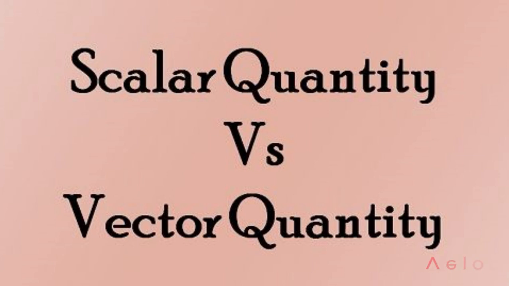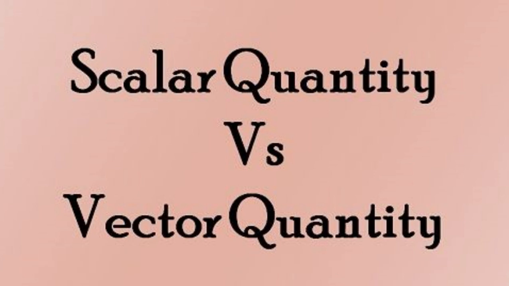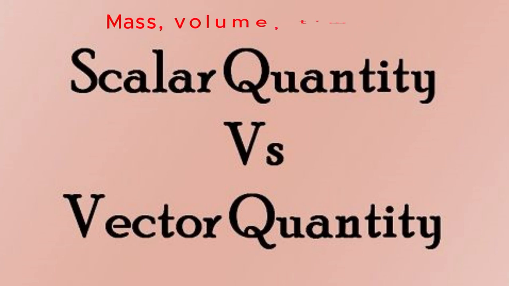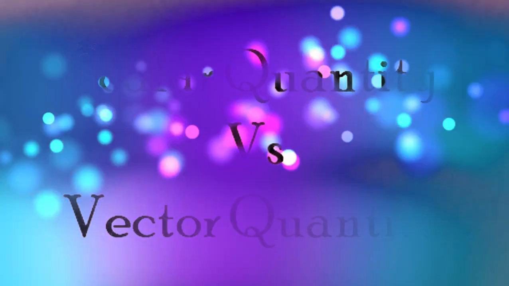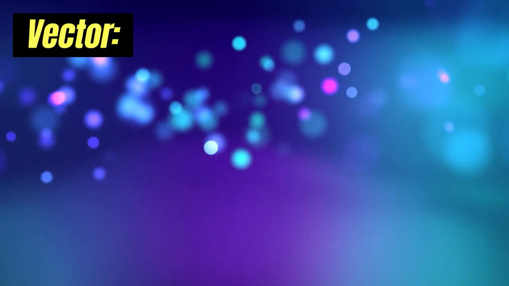Examples are velocity, force, displacement, weight, acceleration, etc. The quantities which have only magnitude and no direction are called scalar quantities. Examples are mass, volume, time, frequency, etc. A quantity is said to be a vector if it satisfies the following conditions.